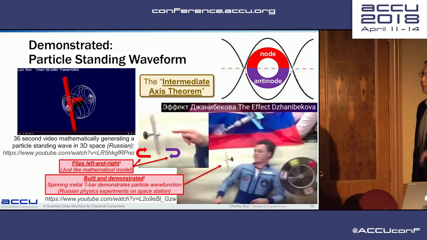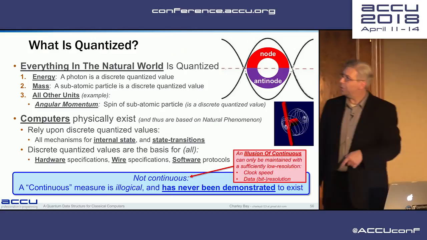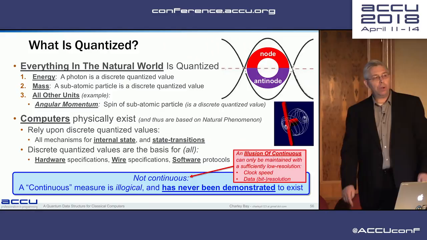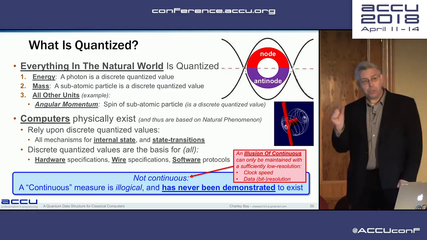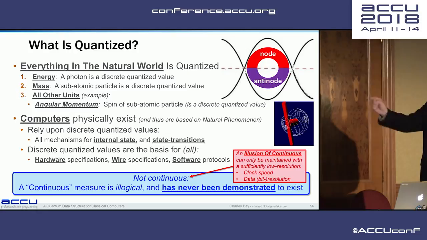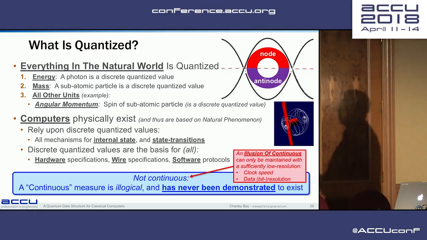So that's a particle, everything's standing waves. What's quantized? Everything's quantized. Well, our software is, that's true. But the real world is too. So energy, mass, electron spin, all other units, everything we've got going on, everything is quantized. The only issue has been, what's your clock and what's your resolution? As long as you're good enough there, everything's quantized. So continuous doesn't exist, has never existed. Everything has been that stair-step thing, transitioning through quantum jumps.